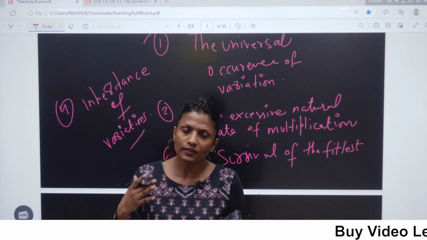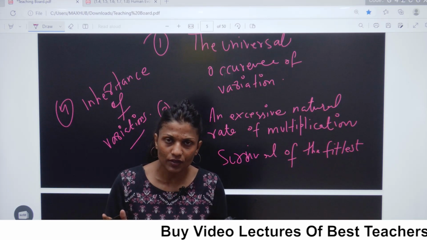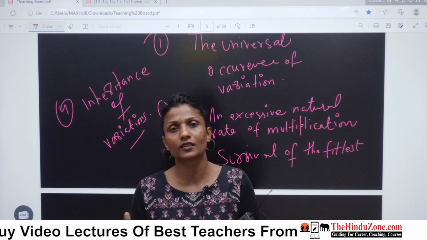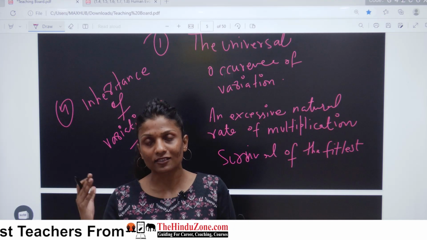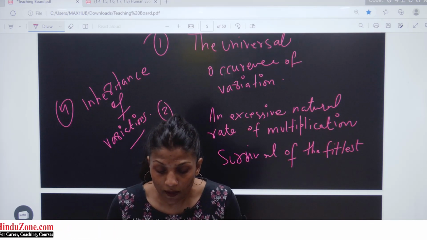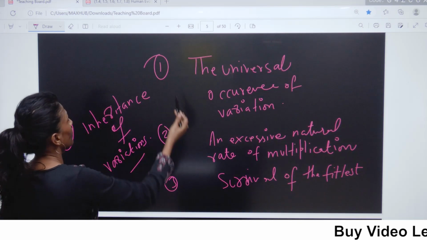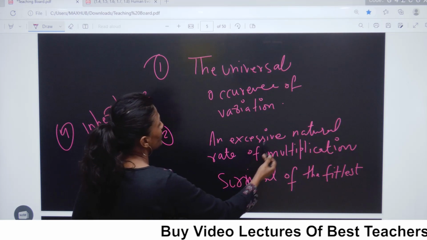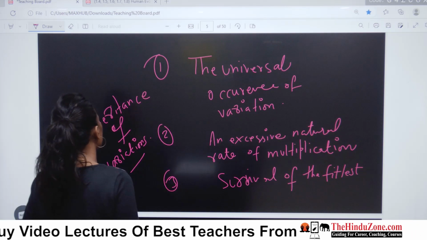In fact, his theory later on, when we got post-Darwin theory, also got rejected. But yes, natural selection and the modern synthetic theory, which is actually today's contemporary theory, explains about genetics and how evolution had taken place. But the Darwinian theory is based on, I would say, 4 principles: the universal occurrence of variation, an excessive natural rate of multiplication, survival of the fittest, inheritance of variation.